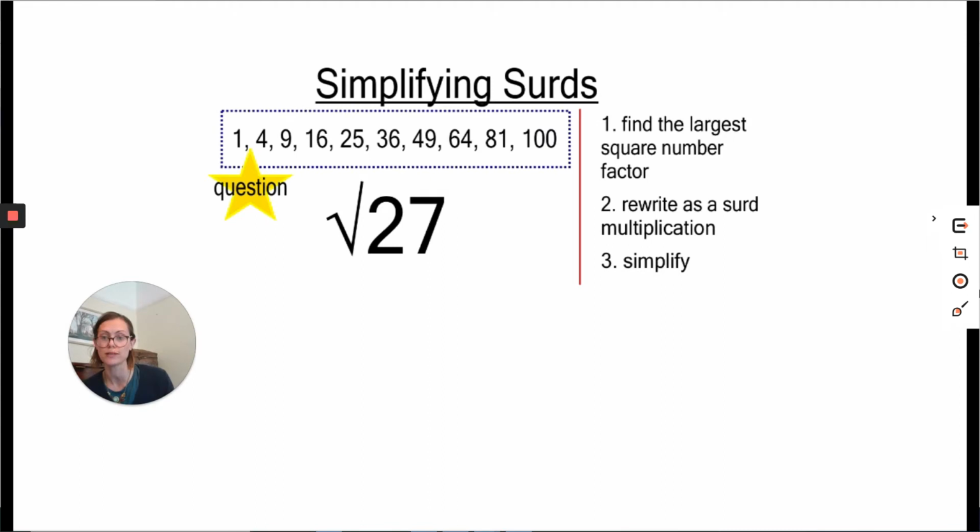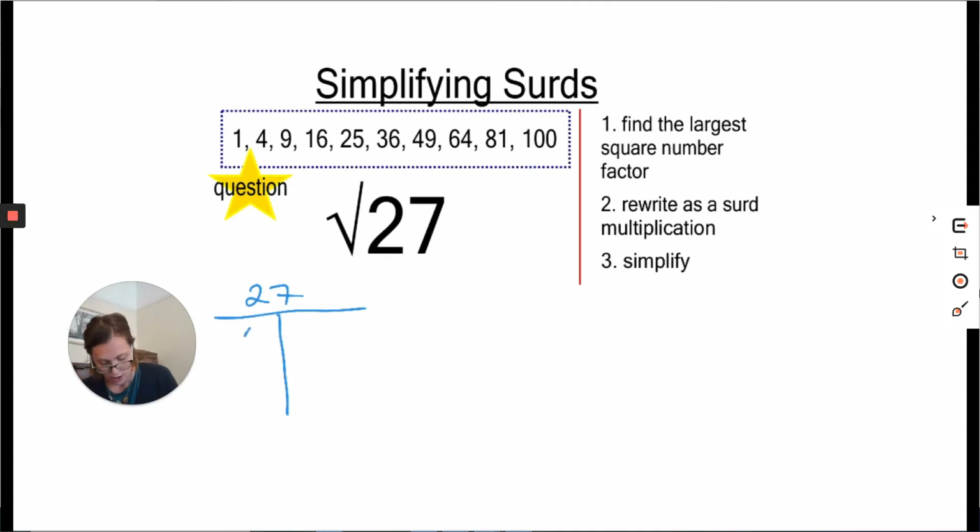So this time I've got root 27. So same method, I'm going to find the largest square number factor. So I'm going to find all the factors using my very methodical method. This method is really important in so many topics: factorizing, surds, highest common factor, lowest common multiple. The list goes on, so it's really important you're good at doing this method, and it's foolproof. You'll get every single factor.